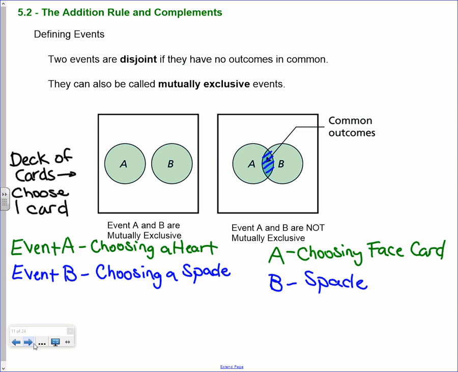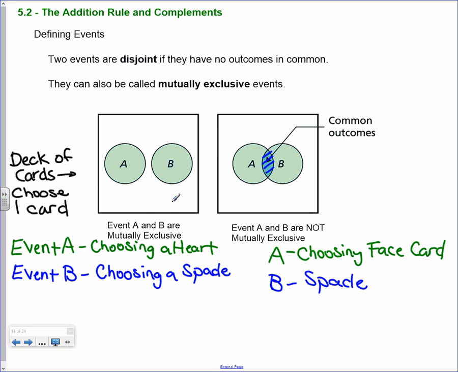All right, so moving on to some rules that we'll use with probability. We have the addition rule, and then we'll get into the multiplication rule. The addition rule, we have to define events first. Two events are disjoint if they have no outcomes in common. They can also be called mutually exclusive. Okay, so you might see some examples where they use Venn diagrams here. So Venn diagrams are going to represent our sample spaces. So here we've got event A and event B. Here event A and event B cross.